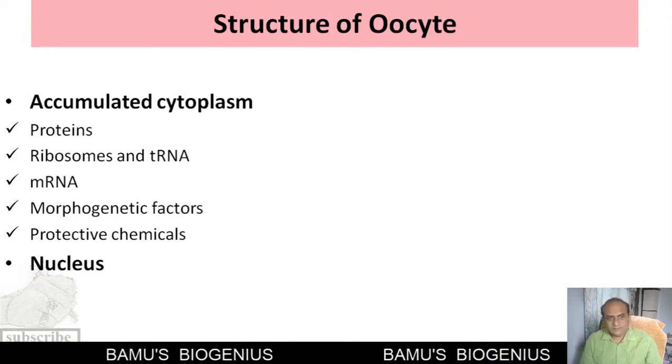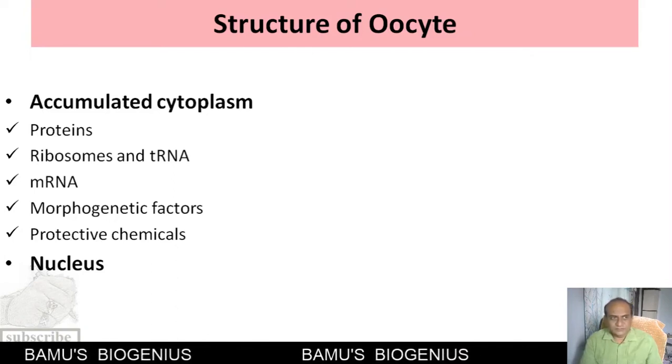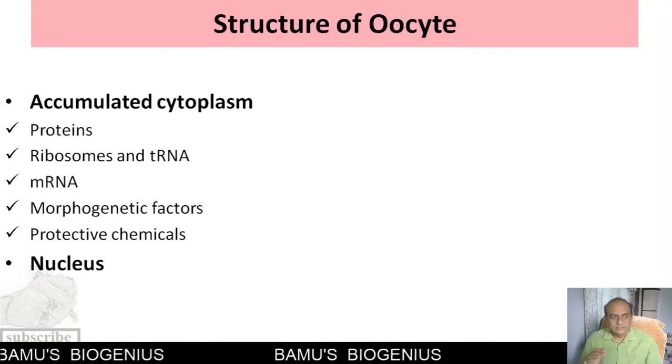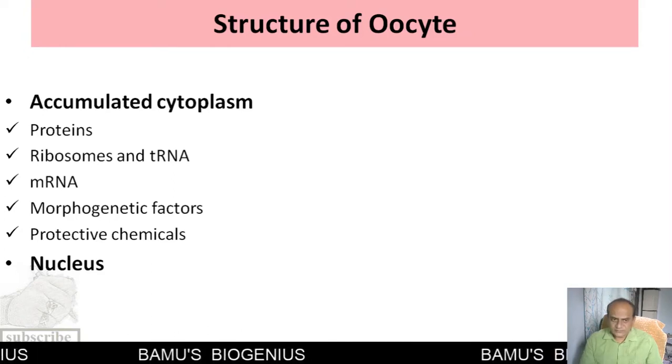These morphogenetic factors are also responsible, for example, for the formation of anterior and posterior axes, dorsal and ventral parts of the embryo, like that. So these morphogenetic factors are playing an important role in an oocyte, and that's why they are present there.